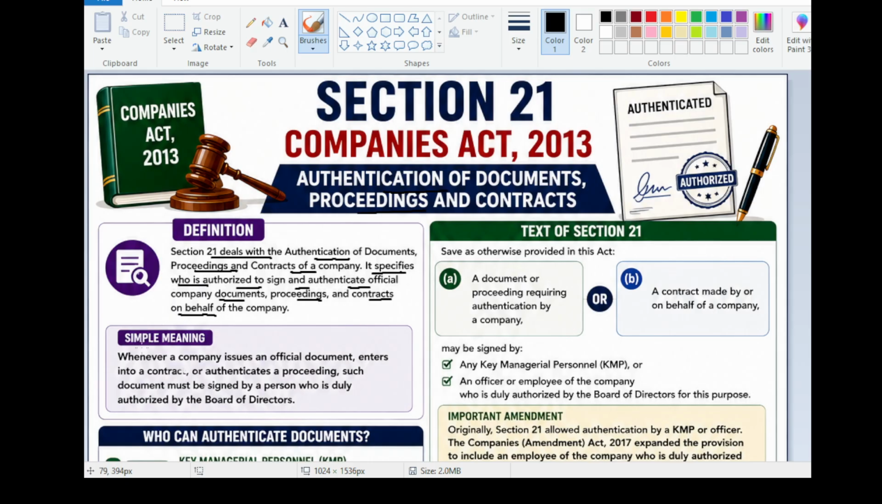In simple meaning, we can understand whenever a company issues an official document, enters into a contract, or authenticates a proceeding, such a document must be signed by a person who is duly authorized by the board of directors.